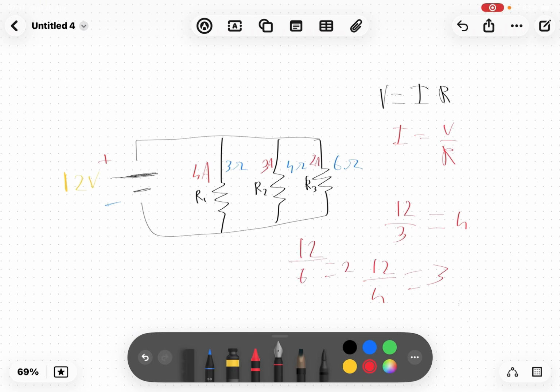So 2 amps. And this is how you can see that over here the resistance goes up, so the current goes down. So this one has the biggest resistance, and it has the lowest current. This one has the lowest resistance and has the biggest current out of all these three. That's also kind of logical.